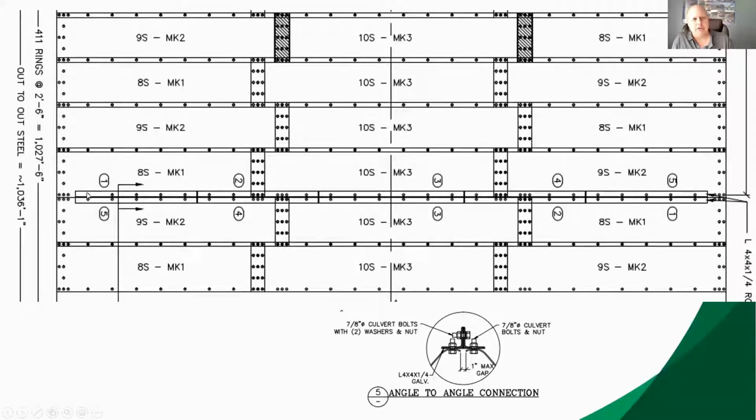So there's a rolled angle that gets bolted onto the end of each section. And then those angles are mirrored, so that when you set this on the foundation, you bring them together, and then the angles get bolted together, and that closes the gap between the two modules.